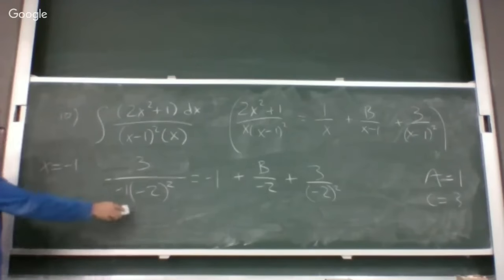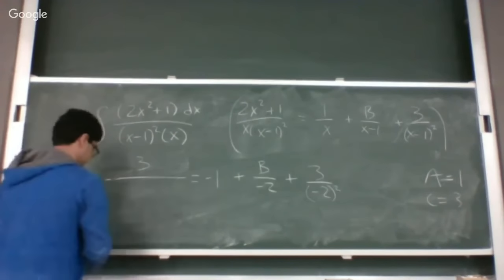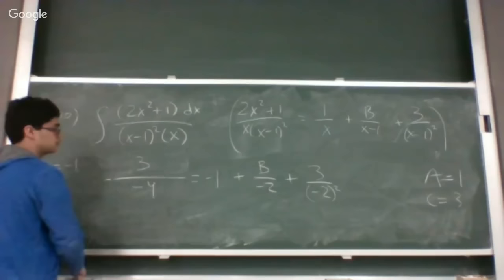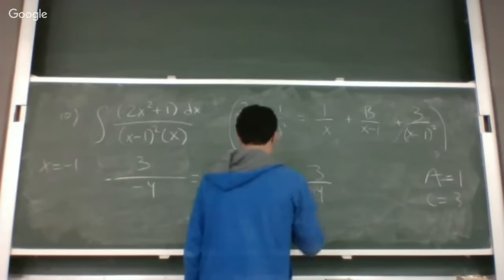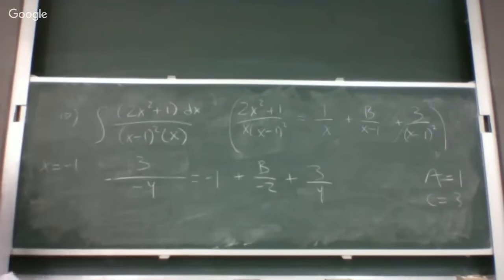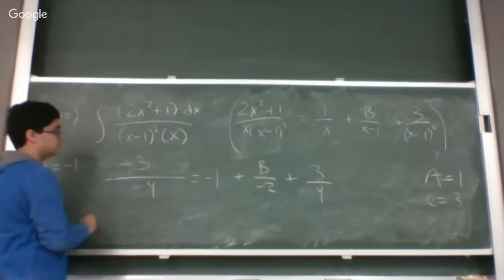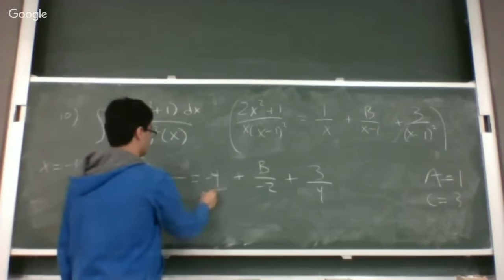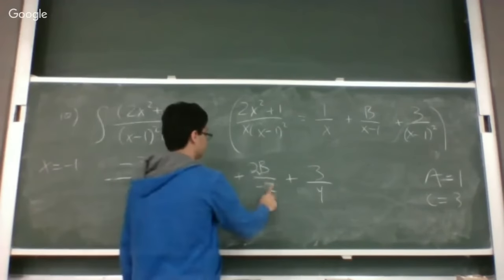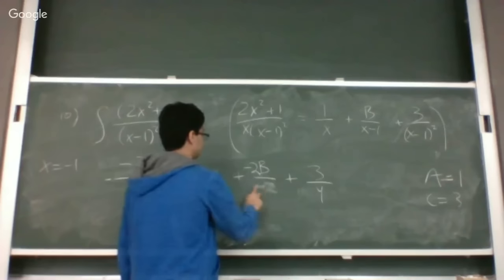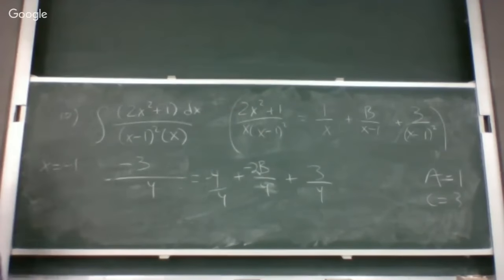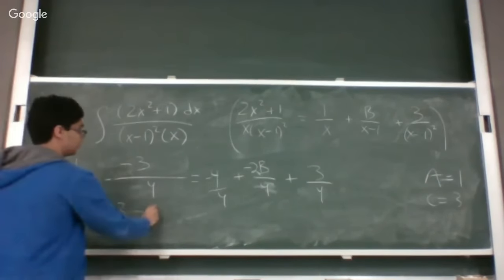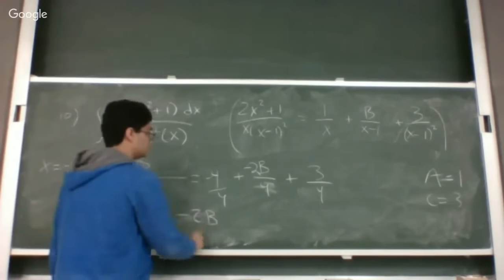In the denominator, what do we have? Negative 4. And in the denominator here, we have a positive 4. Okay. So just by putting everything to a positive 4, this will be a negative 4 over 4. This will be 2b divided by, negative 2b divided by a 4. So I'm just trying to simplify this. So we have a negative 3 equal to a negative 4 minus 2b plus 3.